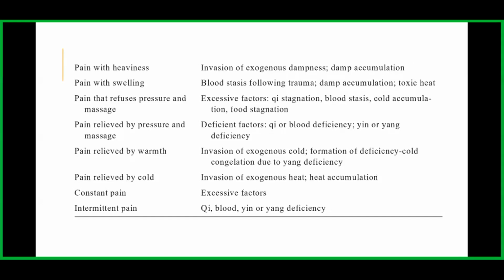When the pain is relieved by warmth, it's an invasion of exogenous cold, formation of deficiency cold, and congelation due to yang deficiency. When there's pain relieved by cold, that's an invasion of exogenous heat or heat accumulation. When there is a constant pain, that is an excessive factor. An intermittent pain is qi, blood, yin, or yang deficiency.